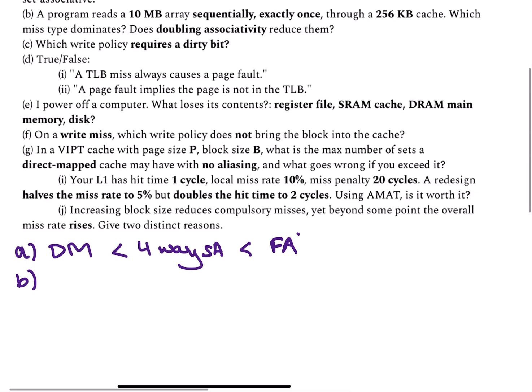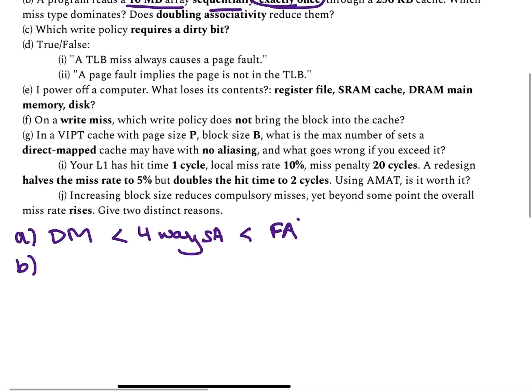Okay, next is we're reading a 10 megabyte array sequentially and exactly once. And we're asking which miss type dominates. So that would be compulsory miss. Why? Because a single sequential pass touches each block exactly once. So each block's first touch is unavoidable.